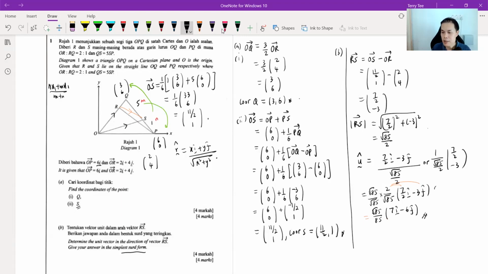Now, again, you can do the same for the column vector with multiply inside. This will be surd 85 over 85. This is (7, minus 6). Yeah, that will be in the simplest surd form.